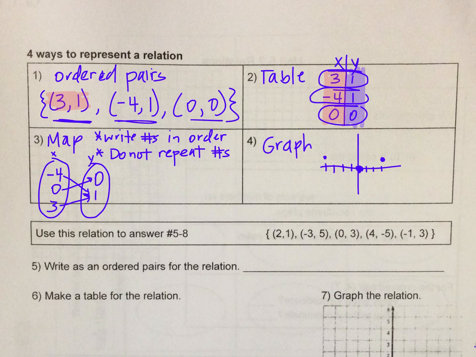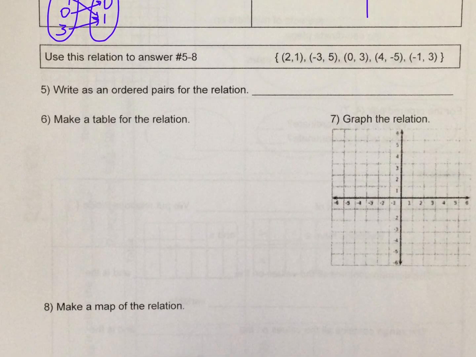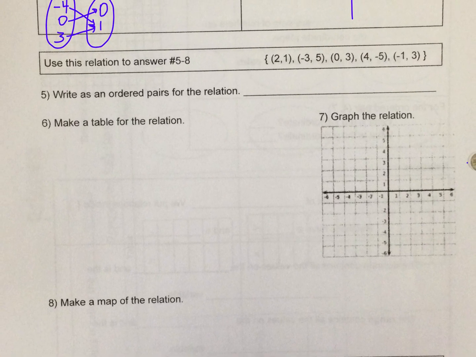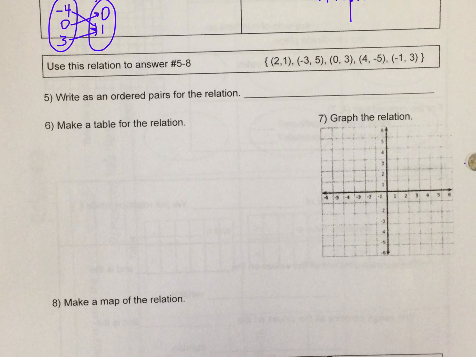So I have given you a relation right here. And we are going to do all the work we just did on our relation. So here's the relation we're working with. So we're going to put it in all 4 forms. So the first form is ordered pair. Well, it's actually just copying down what it says. So this one has 5 points I'm dealing with.